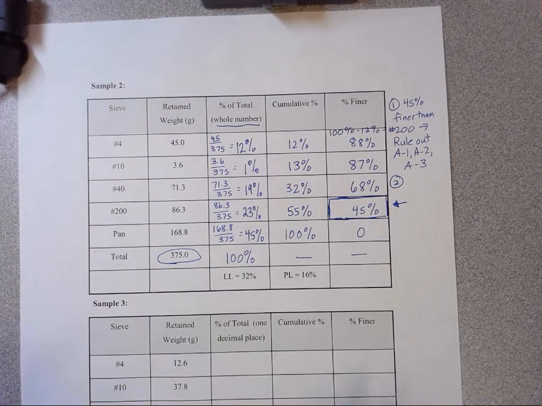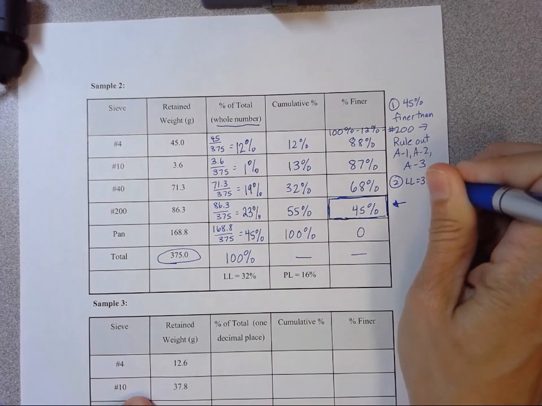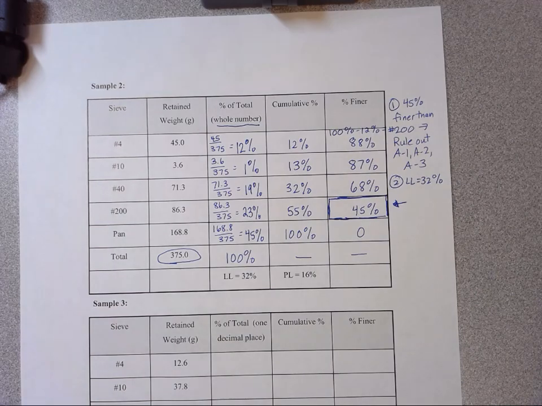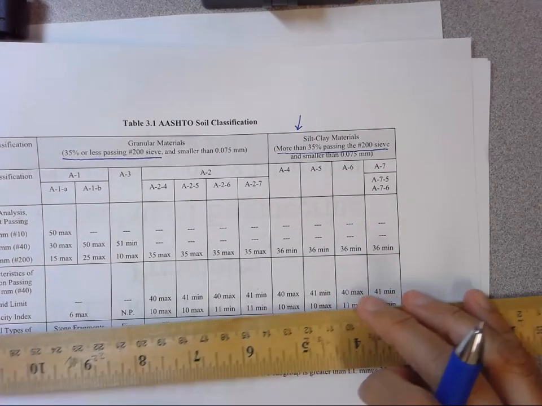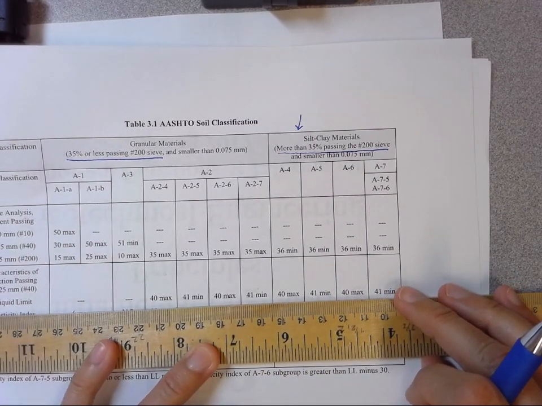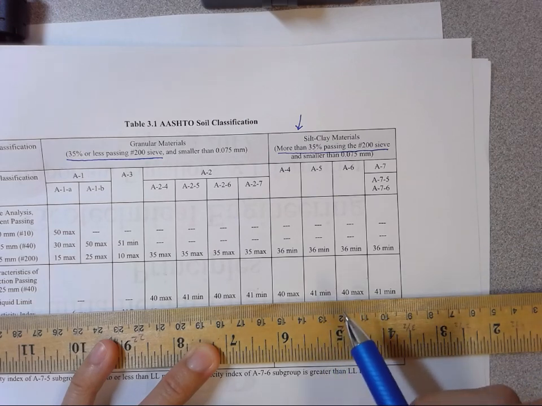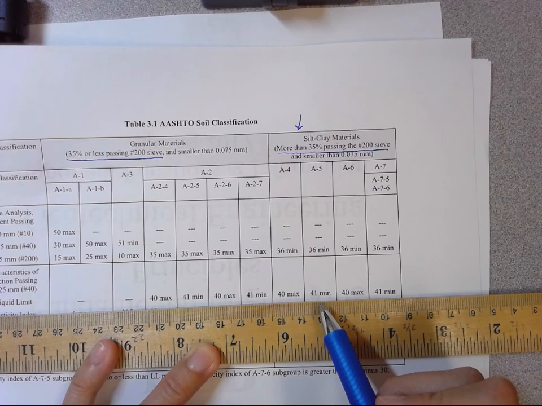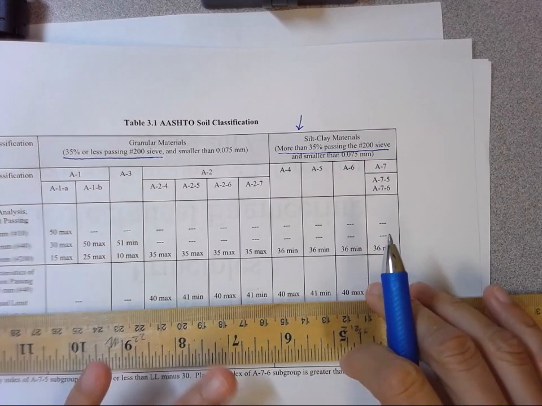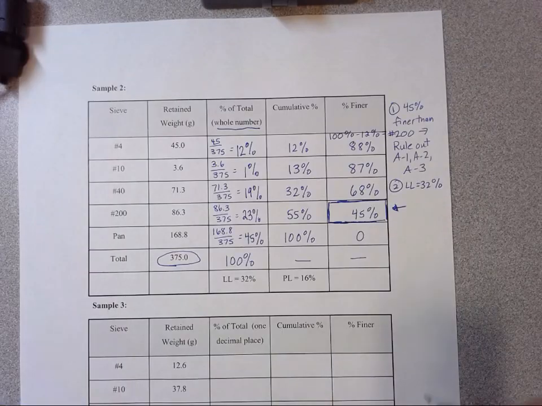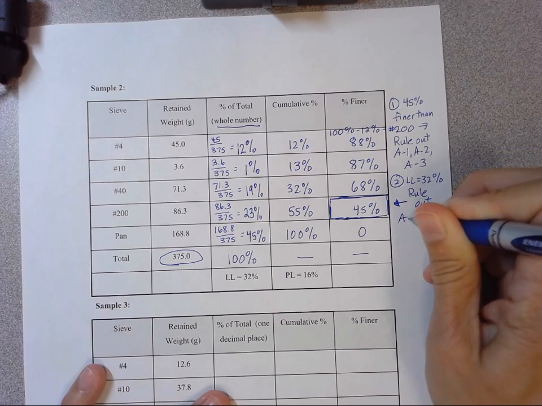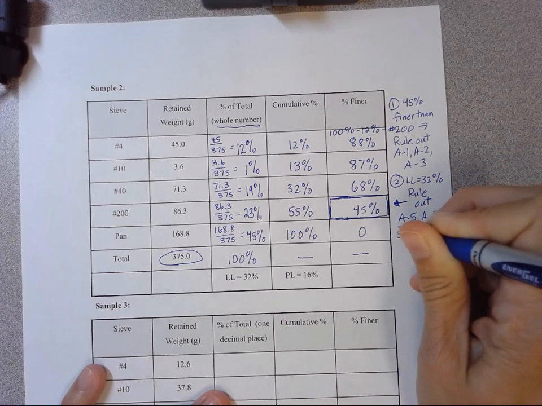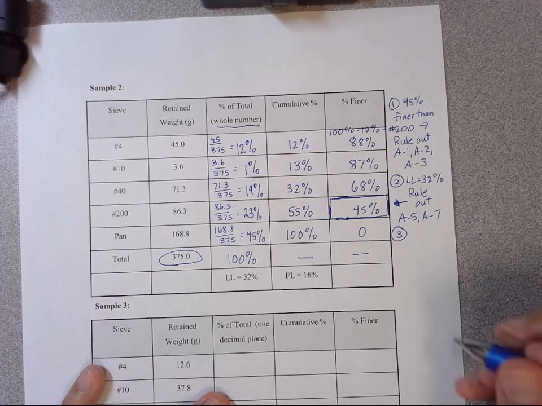For number 2, I'll start with my Atterberg limits. Let's do the liquid limit first. Again, it doesn't really matter, but liquid limit's 32%. So let's take a look. We're on the right-hand side of the table here. Liquid limit is 32%, so I can't have a 41 minimum again, so I'm going to have to rule out A5 and A7. This is looking similar to my last one. So I'll write down here, rule out A5, A7.